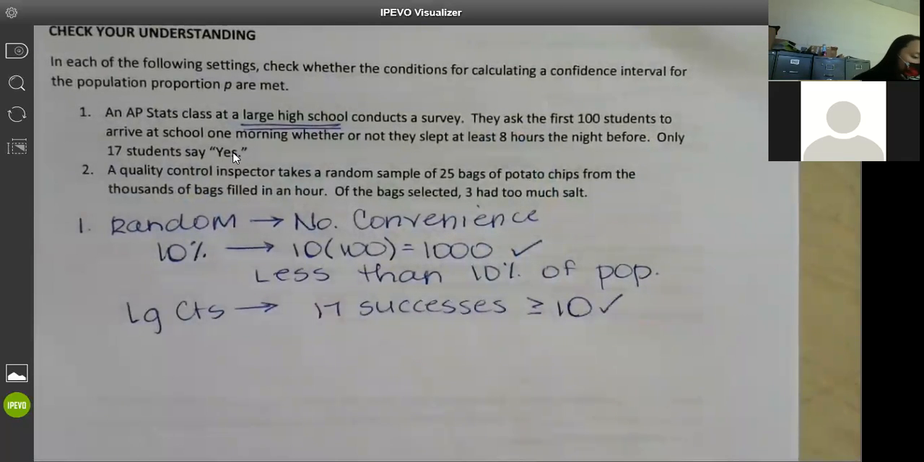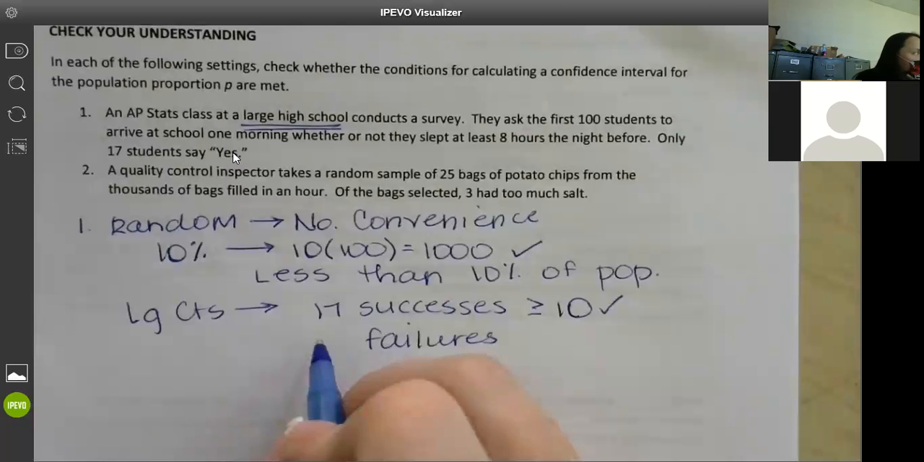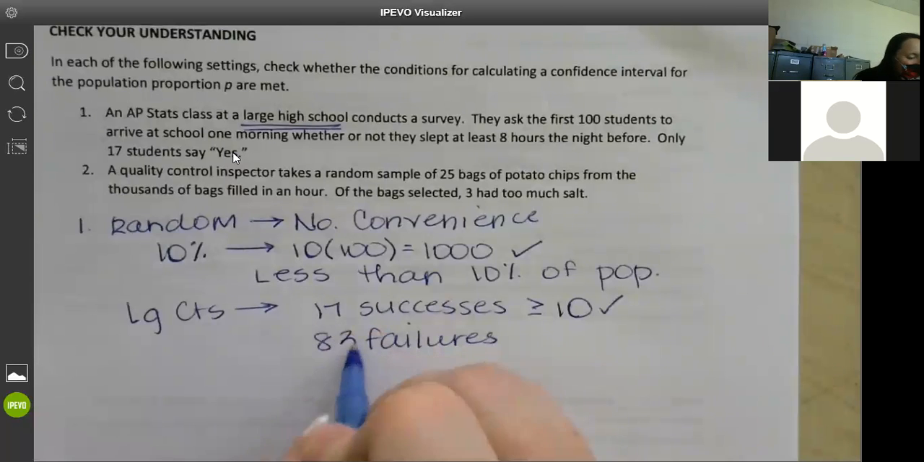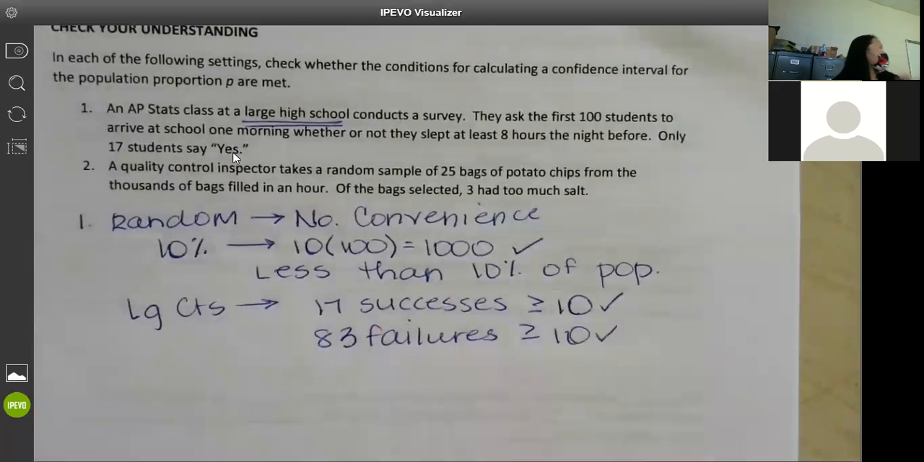What would be our failures? Which is how many? Great job, math students. 83. You are correct. It's everybody else. And that is greater than or equal to 10. So that is perfect. It is met. All right, check the second one.